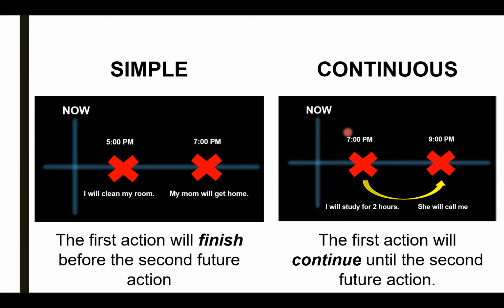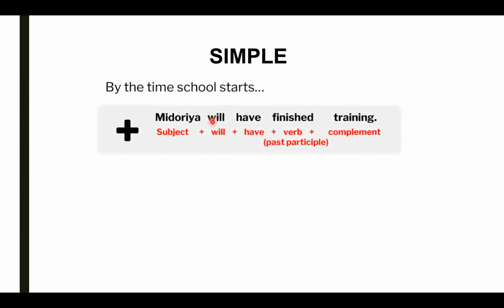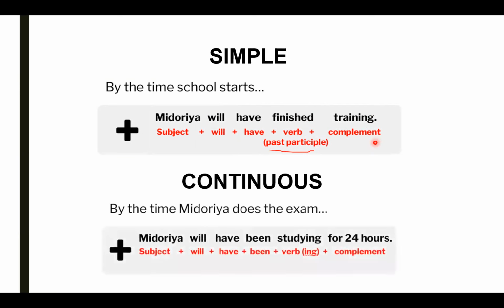Now let's go into the structures. So first we are gonna analyze the simple one. So this is the structure for the simple one. We just gotta remember that we need the past participle, so practice the past participle verbs there. And then we're gonna go with our continuous one. So for continuous, remember that anytime you hear continuous, we're almost always dealing with a verb with ing. When I say almost always, I mean always. We always deal with a verb with ing.